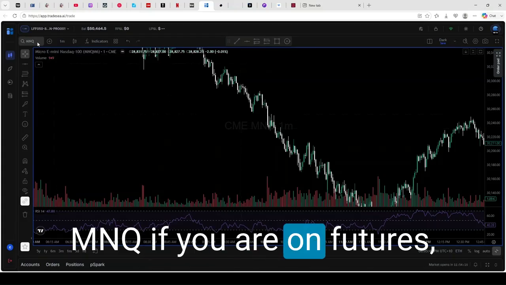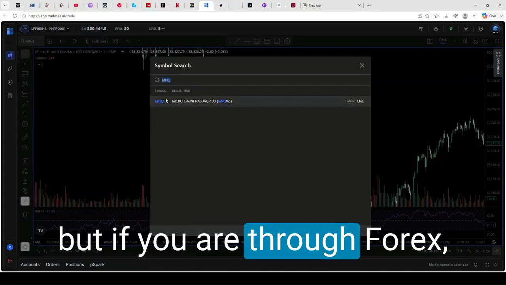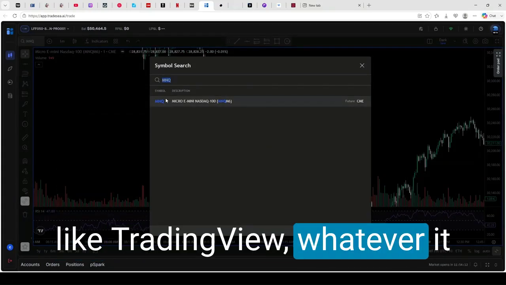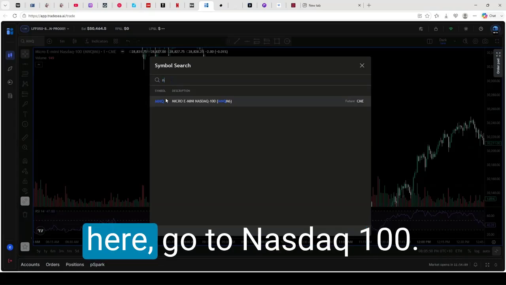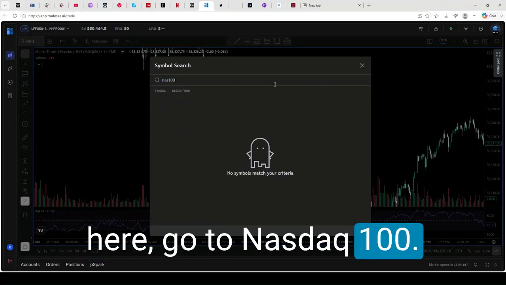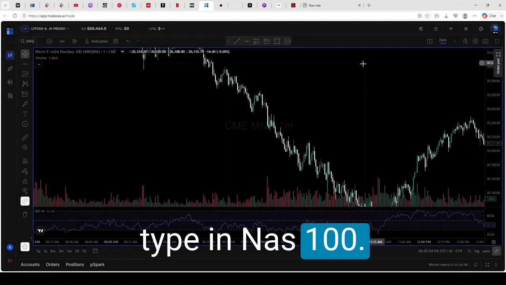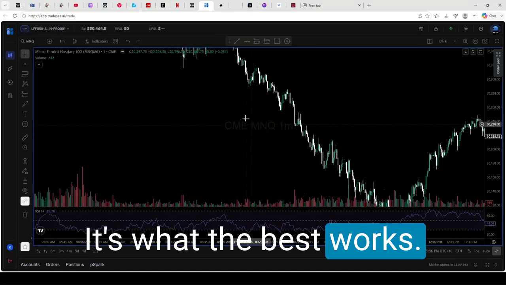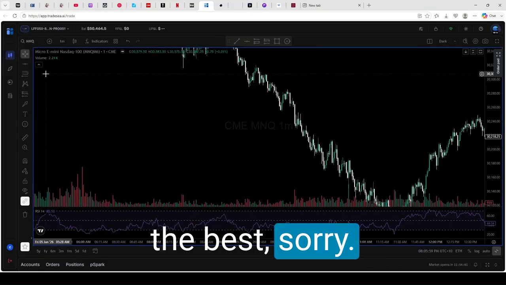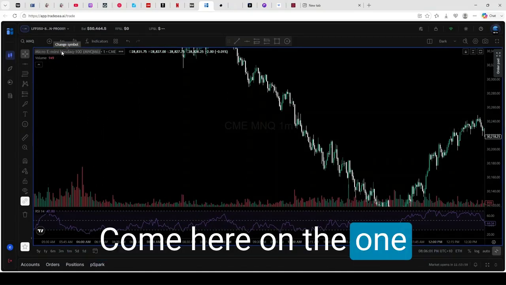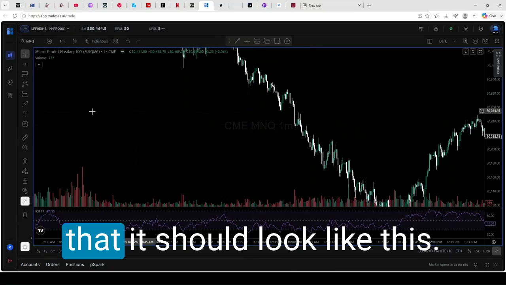MNQ if you are on futures, but if you are through Forex like TradingView, TradeLocker, whatever it is, you come here, go to NASDAQ 100. You type in NAS100. It's what I use. It's what works the best. Sorry. You go to the 1 minute. Come here on the 1 minute, and you will see that it should look like this.